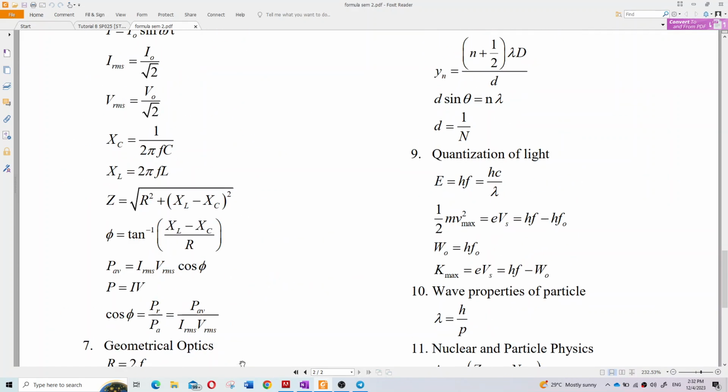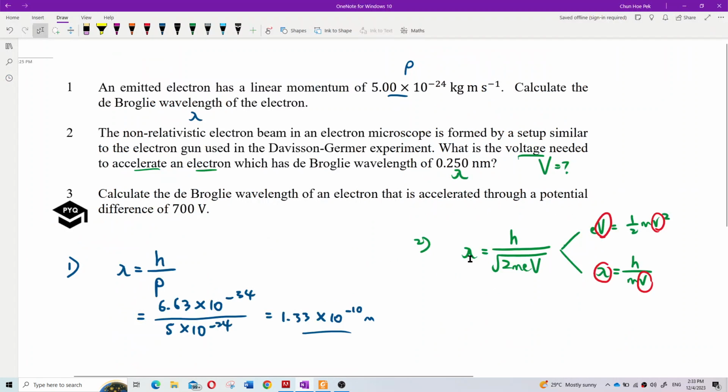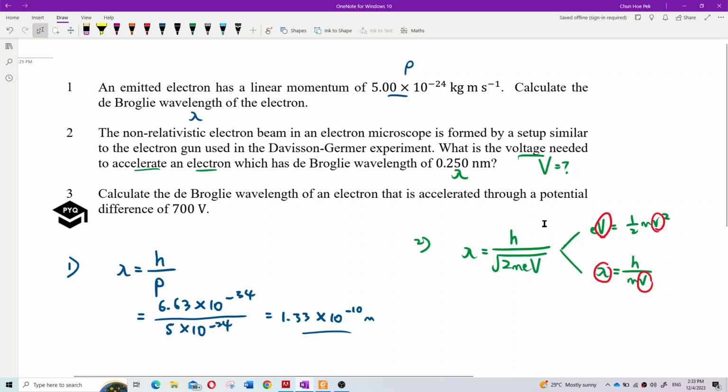go to this chapter, wave properties of particles. They only give one formula, λ = h over momentum. You don't have λ = h over √(2meV). You don't have eV = ½mv² either. The formula sheet only gives you this one. So if you want to use these formulas, you must memorize them, class. It's not provided in the exam.